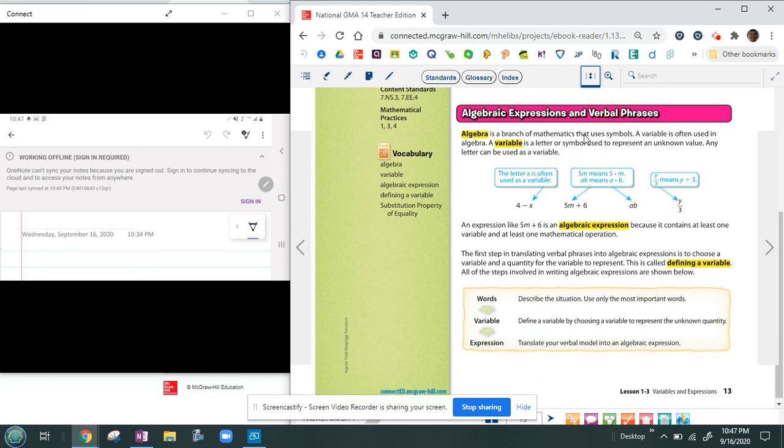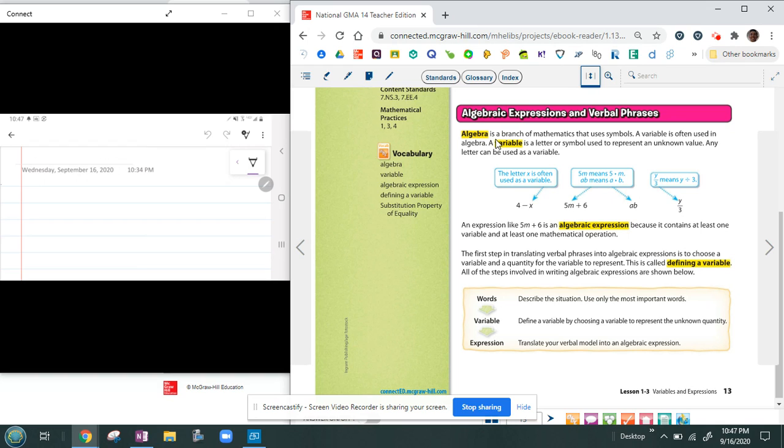We know that algebra is a branch of mathematics that uses symbols. A variable is often used in algebra. Variable is a letter used to represent an unknown value. All right, these are all in your Quizlet. If you feel it necessary, you notice that it's easier if you write them down. That helps you study. Please do that. Otherwise, just study them on Quizlet.